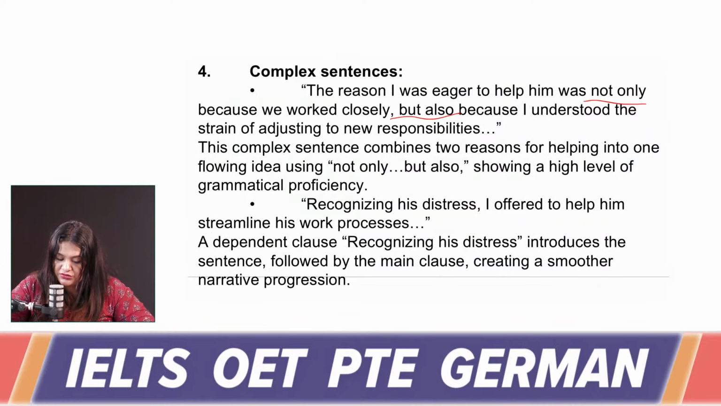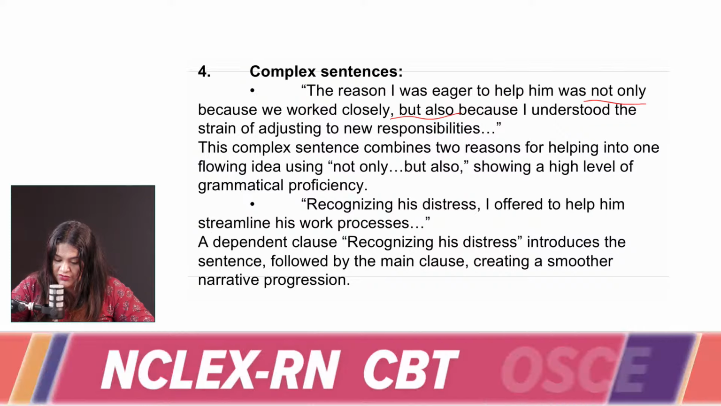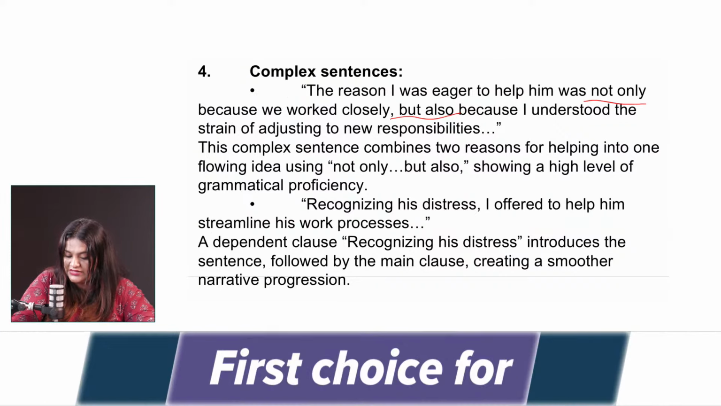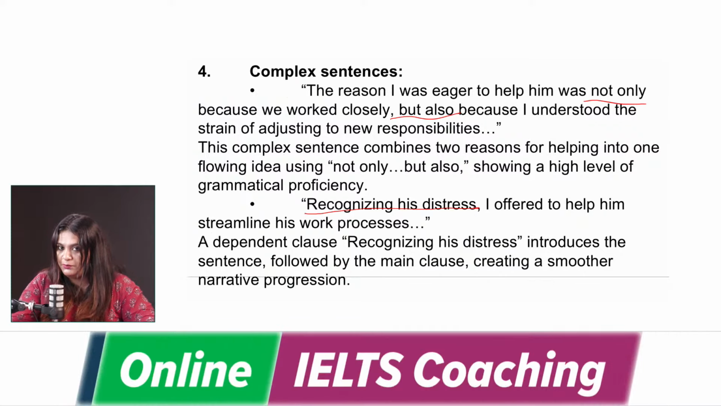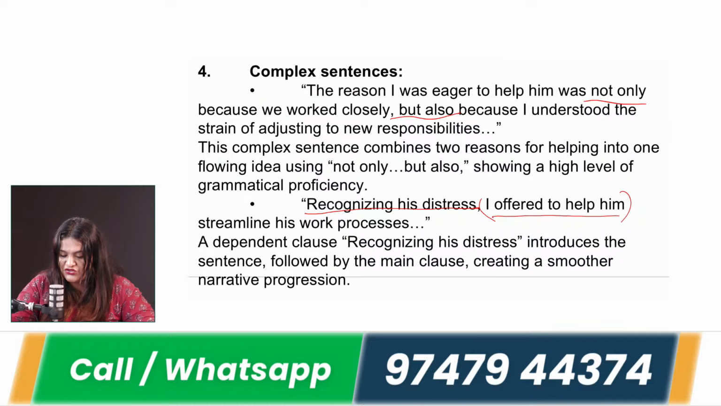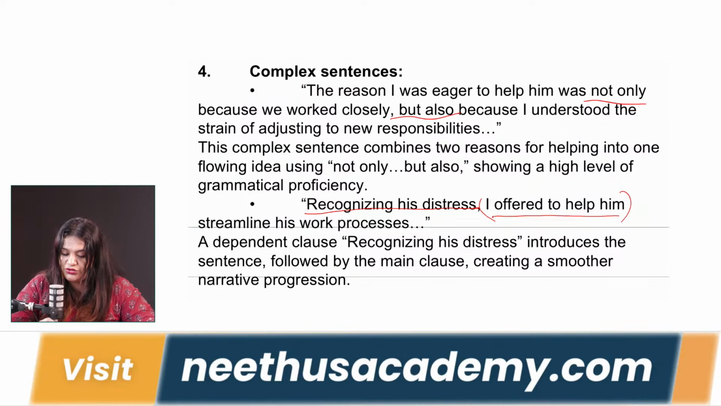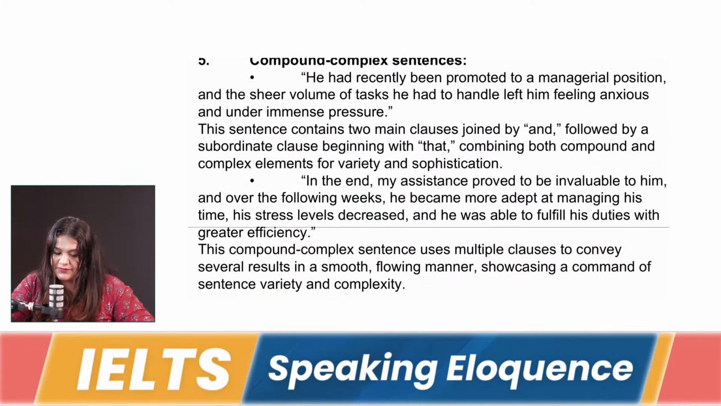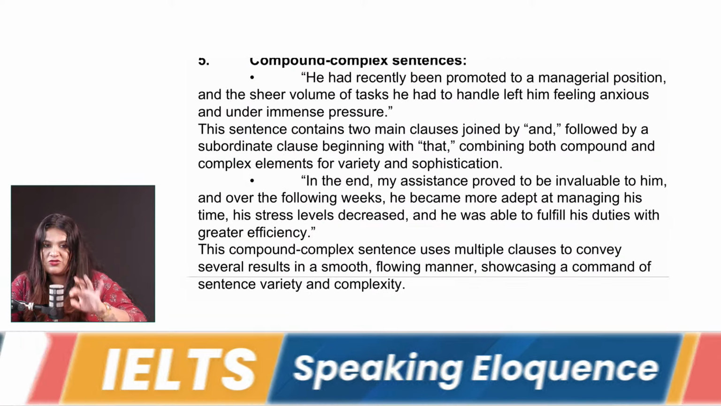So a dependent clause, "recognizing his distress," introduces this sentence, followed by the main clause. So you can see that "recognizing his distress" is a dependent clause. "I offered to help him streamline his work processes" is an independent clause. So that is the main clause that you have. So this gives a smoother narrative progression. The previous one is also a similar thing, so you need to understand how you use compound and complex sentences. Now the last one, compound-complex sentences.